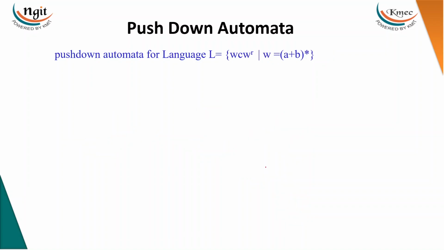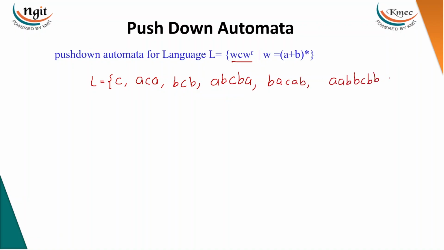Okay. Then let me go with another example called W C W^R. What does it mean? W^R is the reverse of W. For example, you can take a language string like this: A B C B A. Whatever you have taken before C must be reversed after it. A, B, C, B, A, or B, A, C, A, B, or A, B, B, C, B, B, A, and so on.